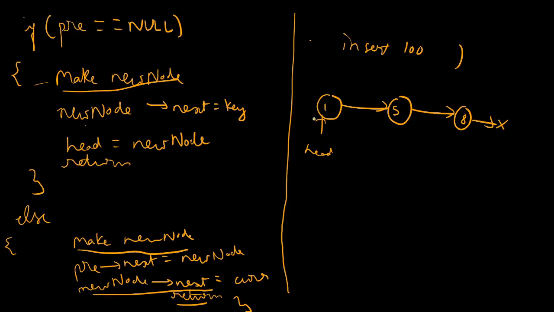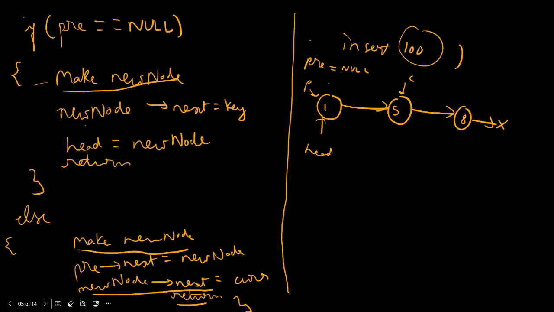So let us follow our code. We set pre to null and cur to my head. Cur points here. So again the while loop. We remember, while cur's value is less than the key. Key is 100 in this case. Is 1 less than 100? Yes. Pre is equal to cur, so my pre comes here, and cur is equal to cur's next. Cur goes here.